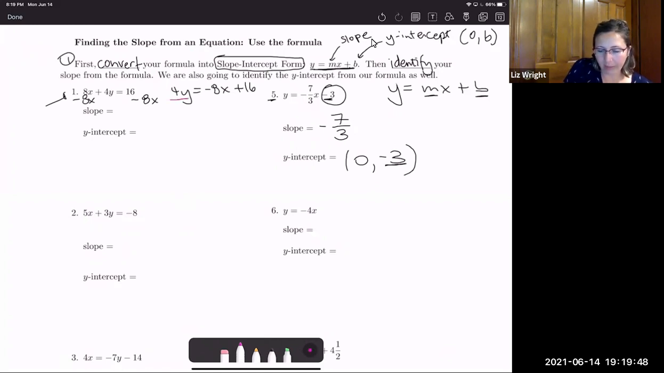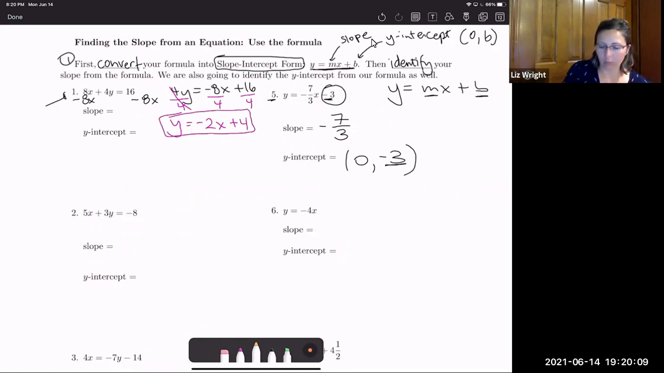Now divide every term by 4. Divide that by 4, that by 4, and this by 4. So that goes away, and we're going to get y equals negative 8 divided by 4 is negative 2x. 16 divided by 4 is 4, so it's going to be plus 4.